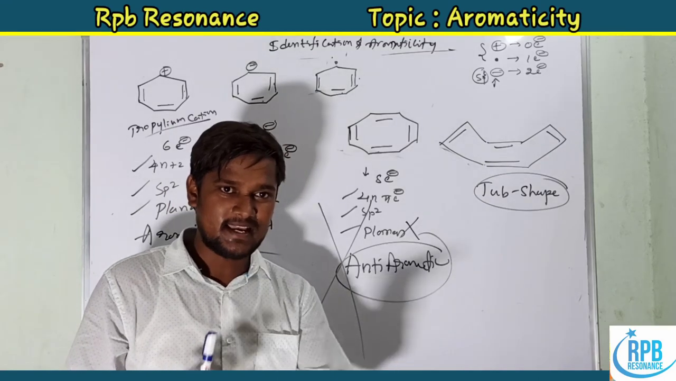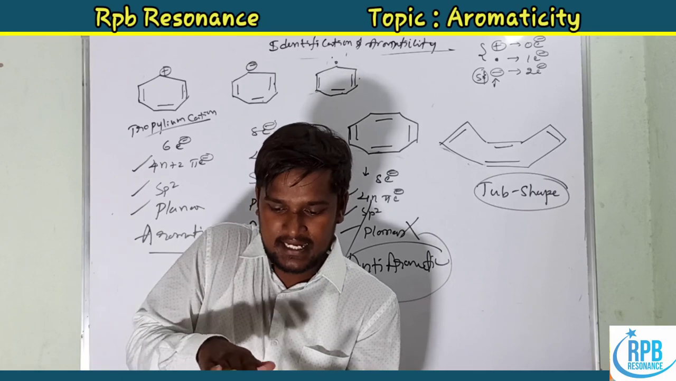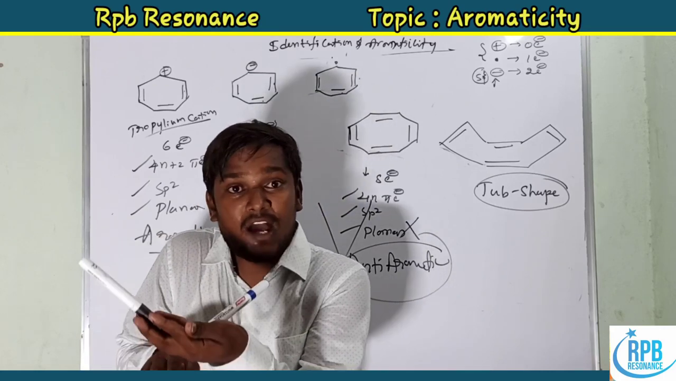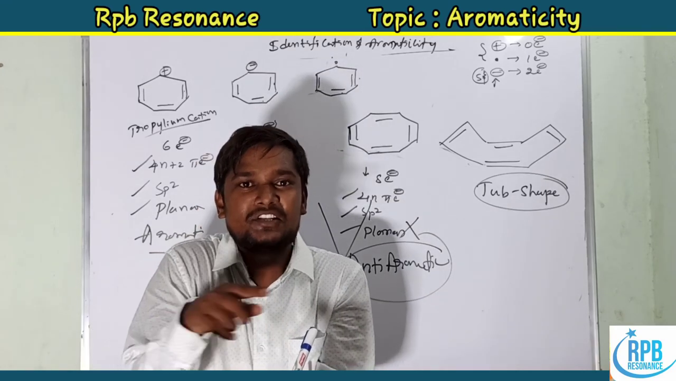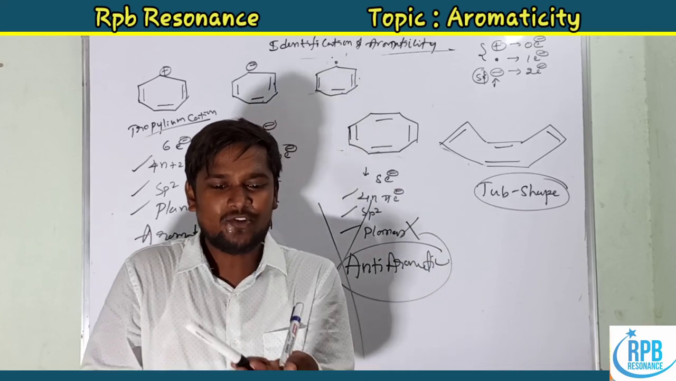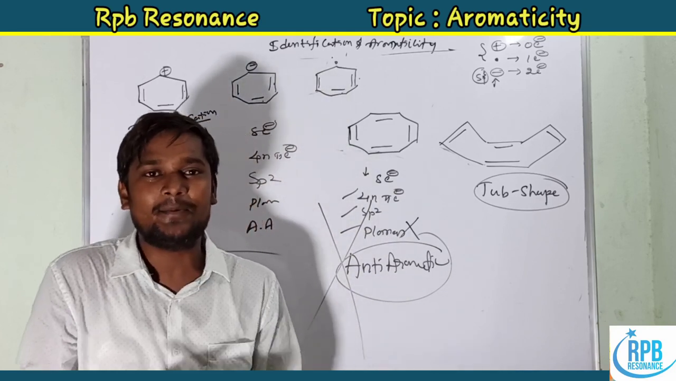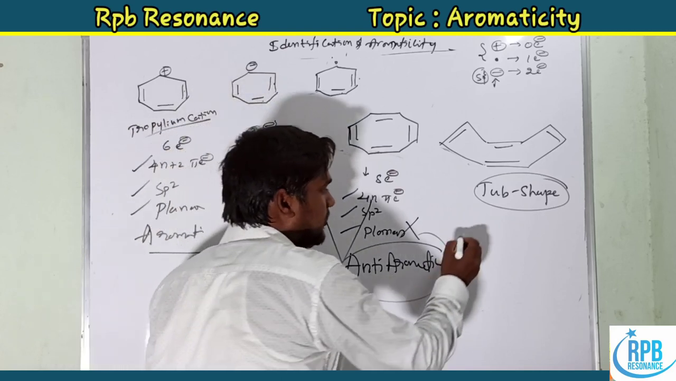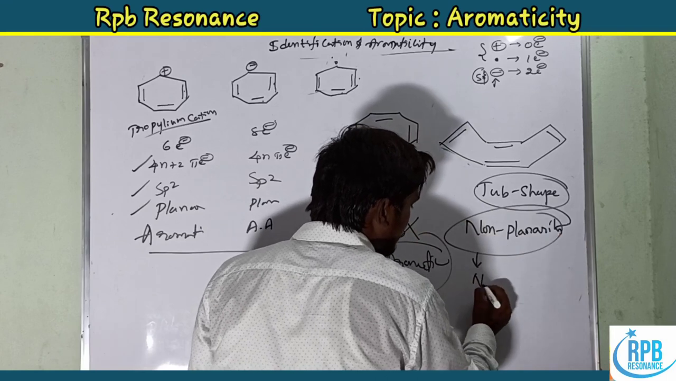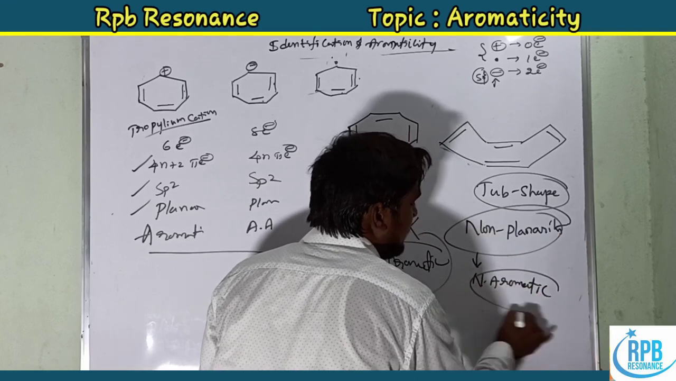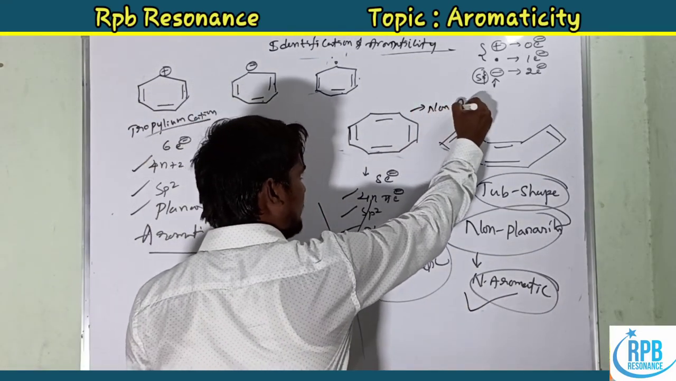Now let us assume here it is the end. Here it is one pen, here one double bond, here one double bond, and the upside is one double bond. So this is not a planar molecule. If a molecule is planar, then only is delocalization possible. So here it is a non-planar molecule. How can delocalization be possible? That's why a non-planar molecule cannot participate in delocalization. Due to the non-planarity, it is non-aromatic, not aromatic and not anti-aromatic.